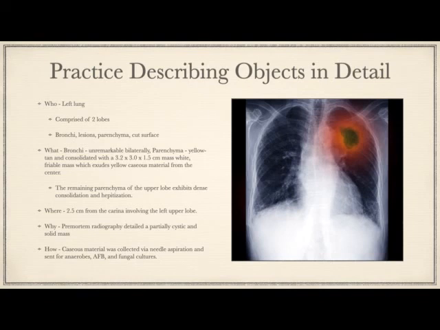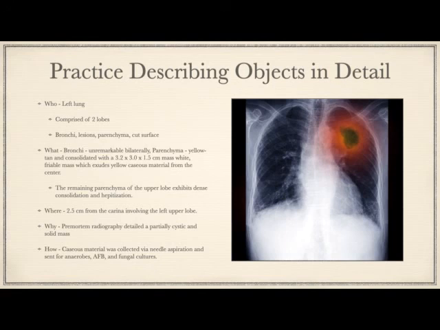You want to describe the bronchial mucosa, any lesion in the bronchial mucosa. Parenchyma, what the cut surface of the parenchyma is, what it feels like. The bronchi are unremarkable bilaterally. The parenchyma is yellow-tan consolidated with a large 3.2 centimeter mass. It's friable. It shows whitish, exudes yellow caseating material from the center. You can also describe the rest of the lung. So you're describing one lesion, but describe what the rest of the lung looks like. The remaining parenchyma of the upper lobe shows dense consolidation and hepatization.